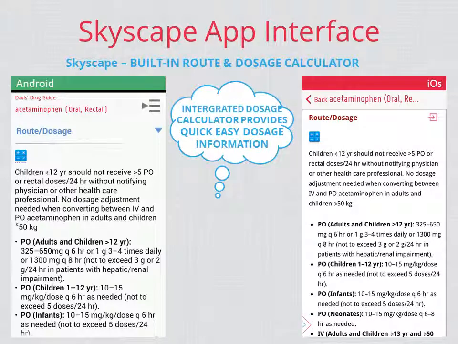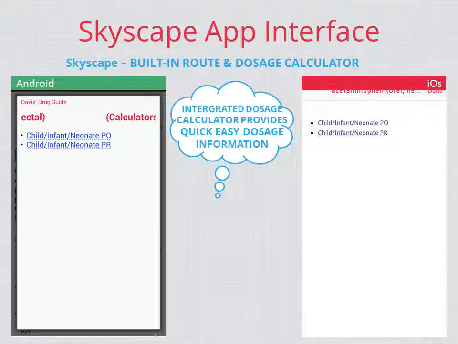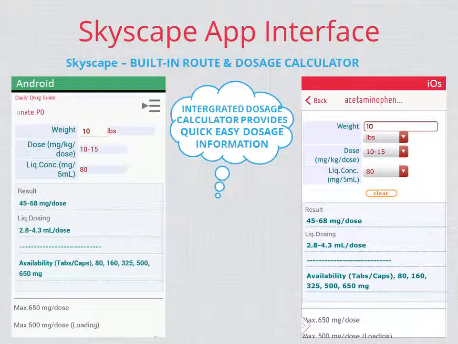When looking at the route and dosage section, you will notice a calculator icon. This icon indicates that there is a built-in dosage calculator for that drug. When you tap on the calculator icon, you will be brought to the built-in dosage calculator. This is a typical dosage calculator where you can easily calculate the route and dosage needed.